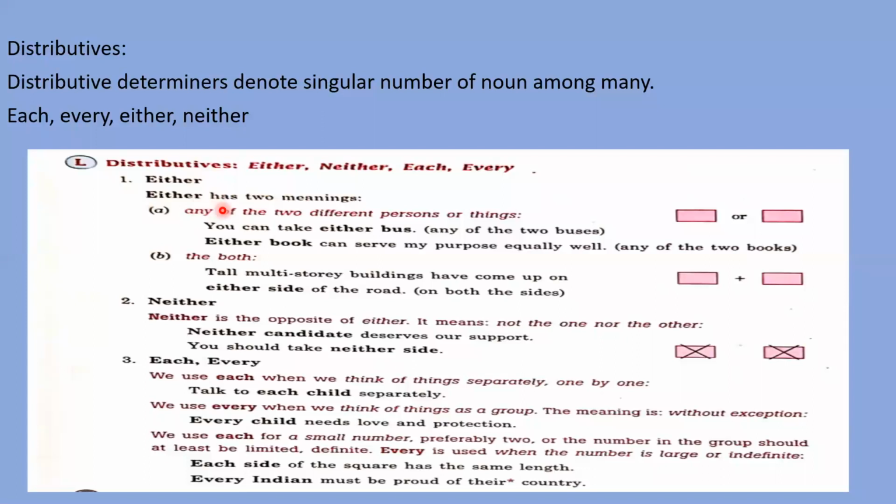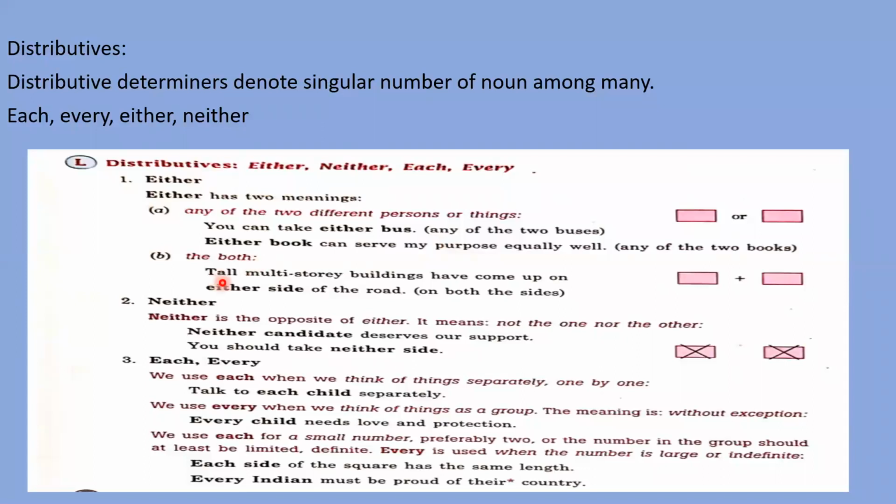Either. Either has two meanings. One or two different persons or things. You can take either bus, any of two buses. Either book can serve my purpose equally well, any of two books. So dear students, whenever you have two options and you want to say you can take any option, you should use either. And for the second meaning also, we can use the word either, like both.